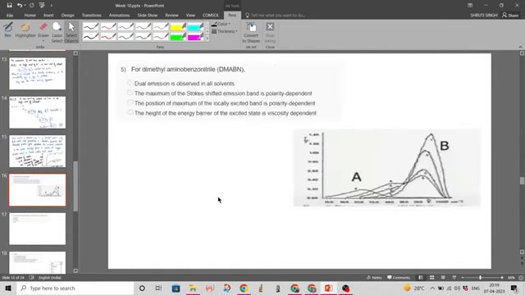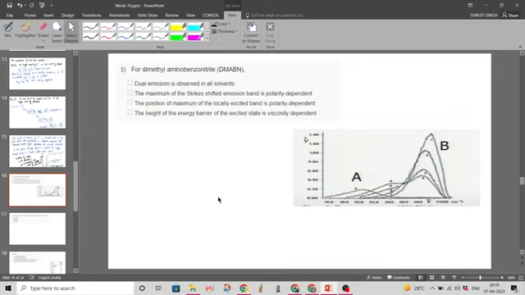So this question is related to the twisted intramolecular charge transfer complexes. One of the complexes given is dimethylaminobenzonitrile, DMABN. Dual emission is observed in all solvents. The maximum of the Stokes shifted emission band is polarity dependent. The position of the maximum of the locally excited band is polarity dependent. The height of the energy barrier of the excited state is viscosity dependent.